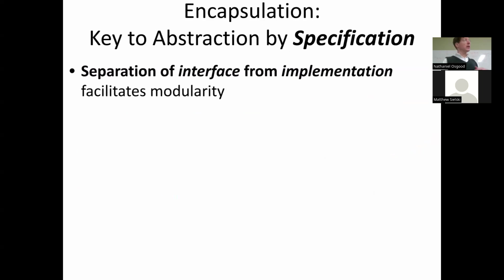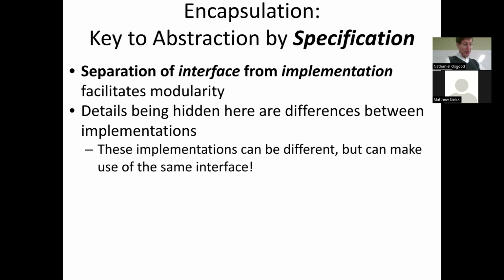In abstraction by specification, to deal with that problem, it adheres to this principle of separating interface, the specification, from the implementation, the particular thing that realizes that interface, one particular realization. And the details being hidden here, instead of being details about the particular data structures on which we wish to apply and add vectors, these two vectors or those two vectors, capturing that through parameterization. Here, the details to be hidden are the differences between implementations.